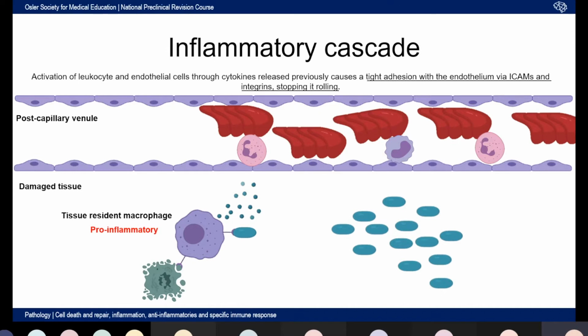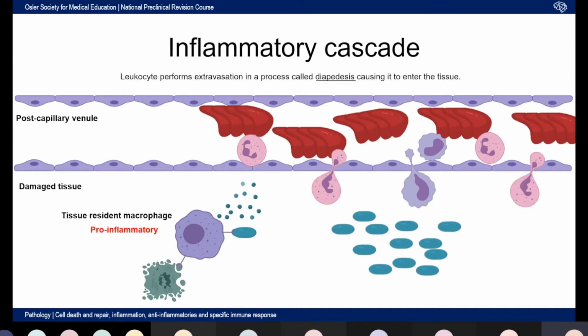And this time, instead of it being a very weak attraction, weak binding, this time it's a very strong binding. So as soon as that happens, they stop moving, and now they perform diapedesis. Now, diapedesis is just a big word to say they're moving from the blood vessel to the tissue. And the way they do it, you need to be aware of for the exam. And that's through these proteins on the white blood cells and on the endothelial cells called CD31.